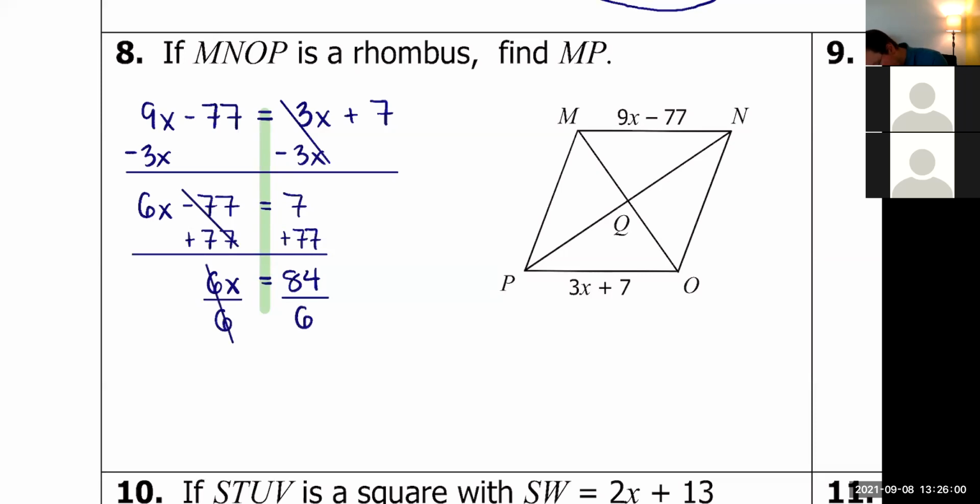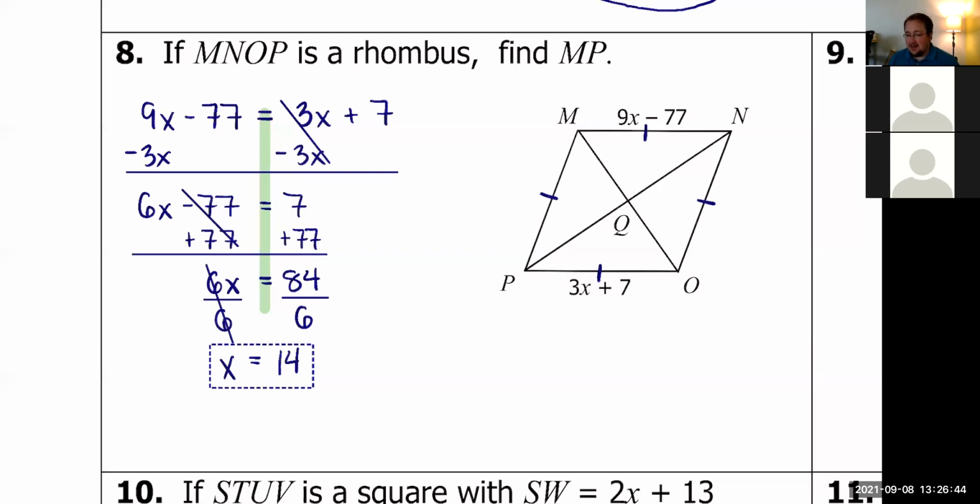But be careful. It's not asking for x. So important, but not what I need. What is it asking us for? Side MP, oh, careful, not angle, side. Well, if you notice, MP doesn't even have an expression attached to it. Should that matter? No. Why not? Because they're all the same, each side. Every side is congruent, so it doesn't matter whether it has an expression on it or not. All 4 sides of that rhombus are the same.